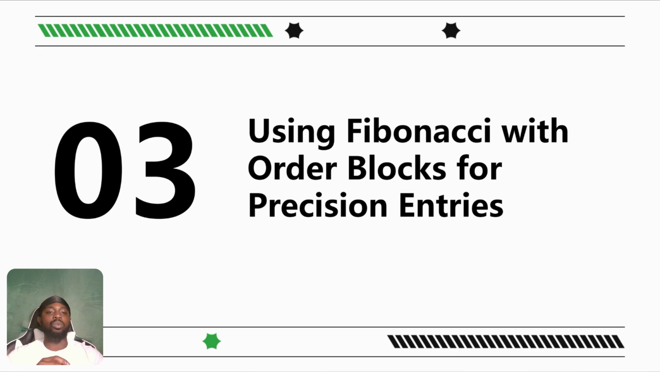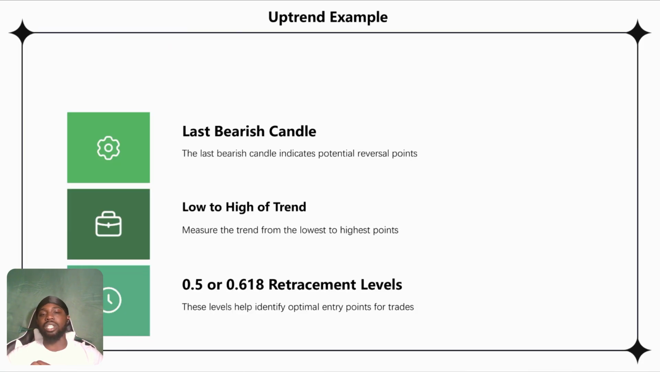Using Fibonacci with order blocks for precision entries. Uptrend example. So the last bearish candle indicates potential reversal points, low to high of trend. Measure the trend from the lowest to the highest points. And for entry purposes, you would use the 0.5 or the 618 retracement levels. These levels help identify optimal entry points for trades.